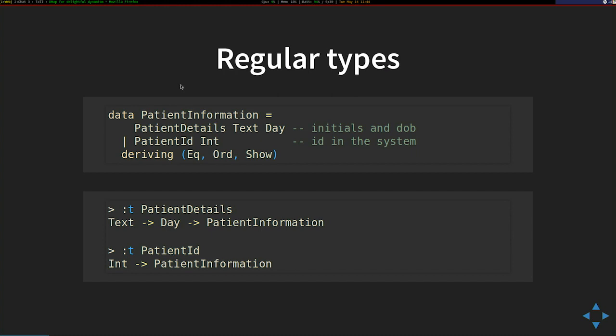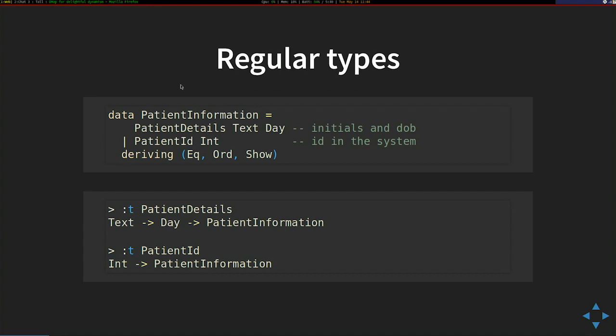So this is a regular Haskell type. We have details for some patient with their initials and date of birth, or they're already in the system and they have an ID, and we just treat them like a number, because that's health systems, right? Each of these constructors has a type. PatientDetails takes your initials and your date of birth to create a PatientInformation. PatientID just takes the ID.